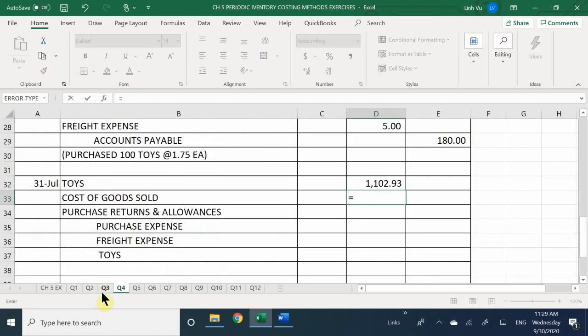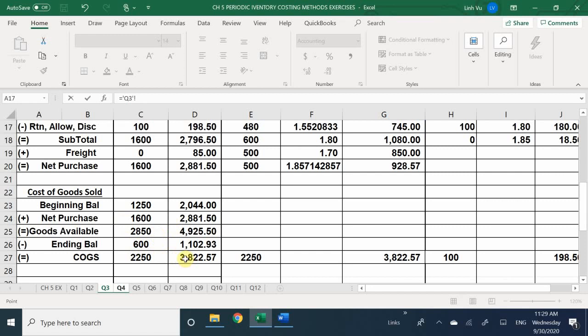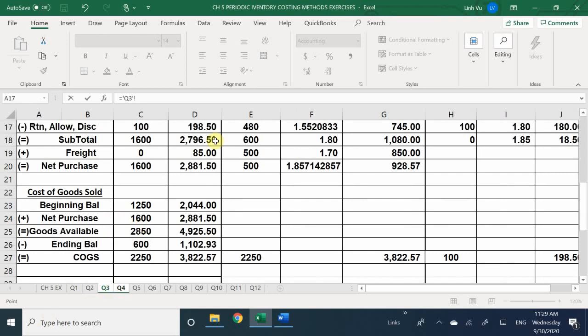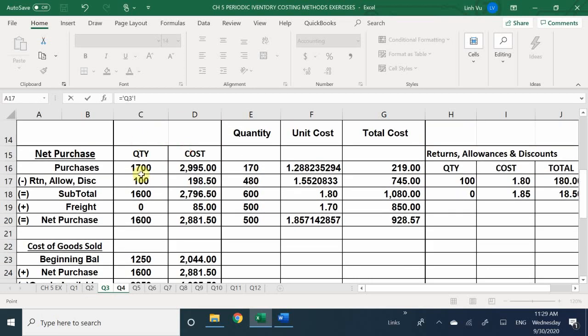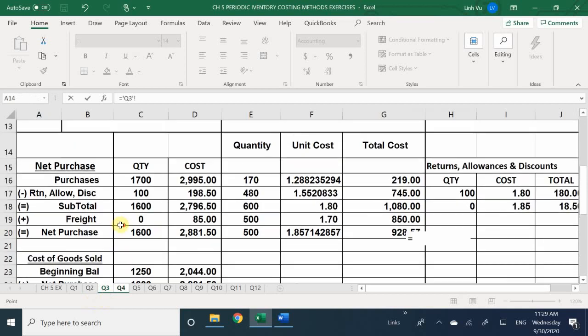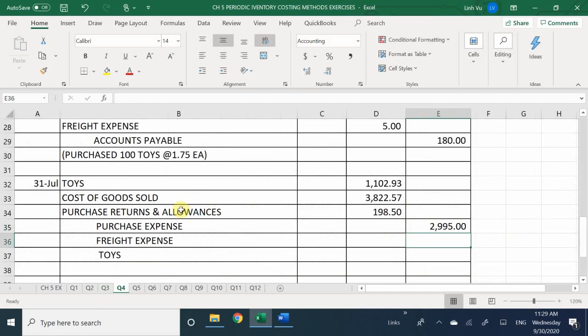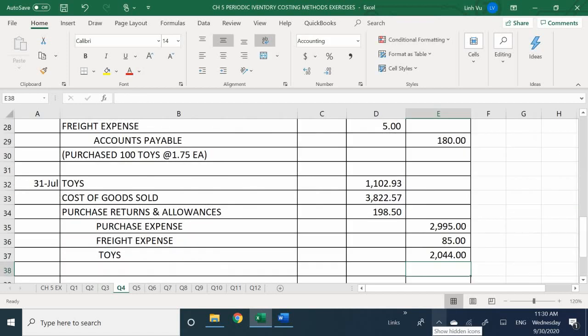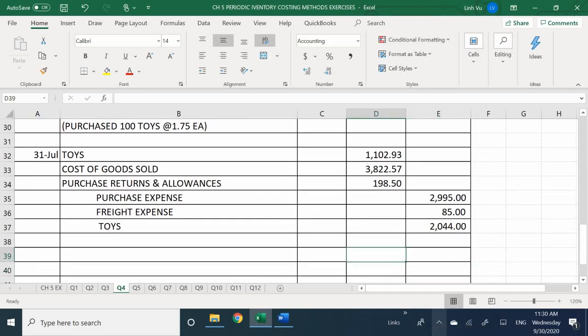My cost of goods sold is going to be my 3,822. My purchase returns and allowances is going to be for my $198. And my total purchases is going to be my $2,995. My total freight, which was $85. And my beginning inventory was for the $2,044.